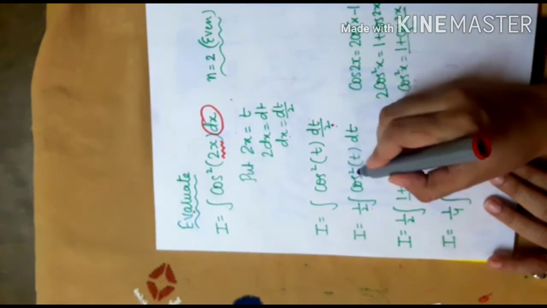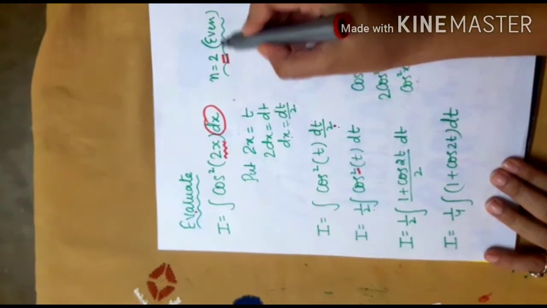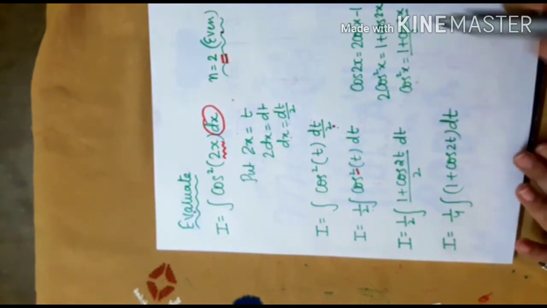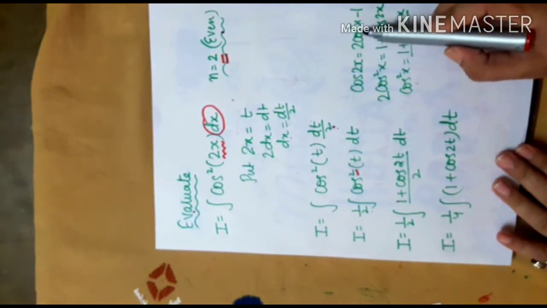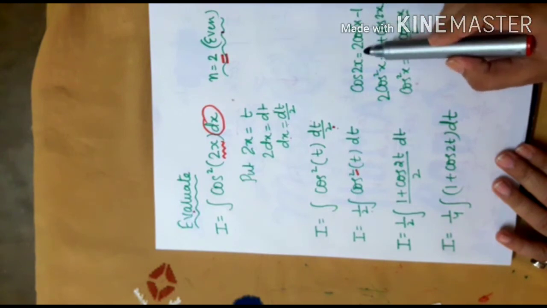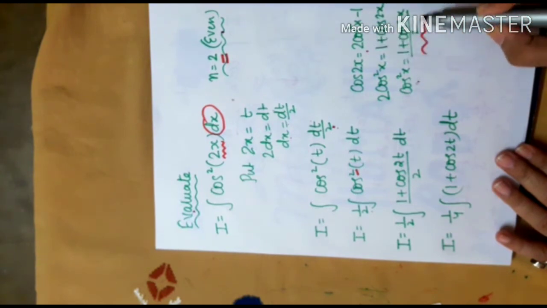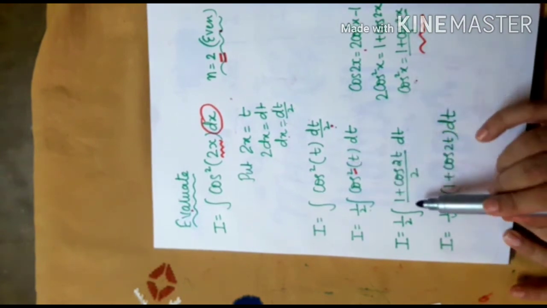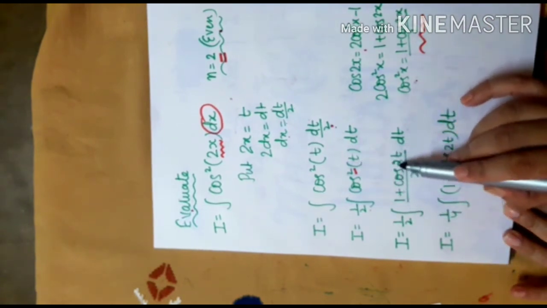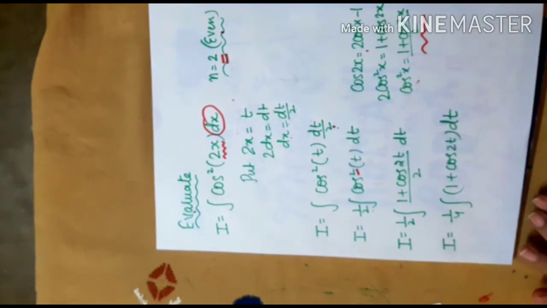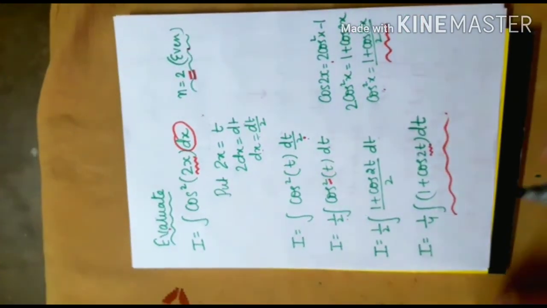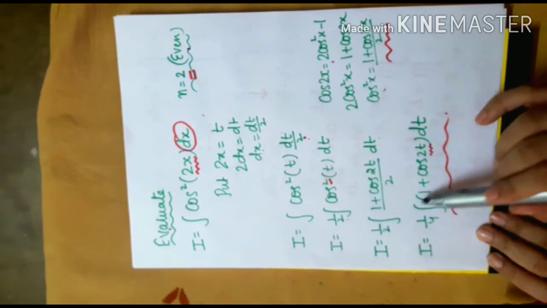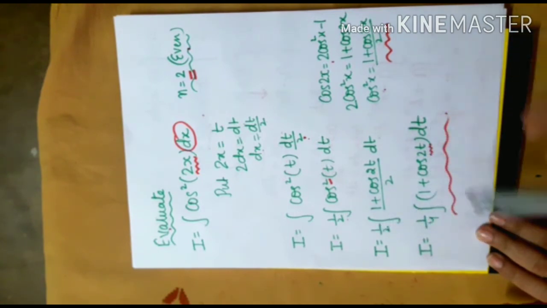Now here the role of n is being played by 2, which is even. So we will be making use of half angle formula. So cos 2x is 2 cos square x minus 1. So from here cos square x will be 1 plus cos 2x over 2. So cos square t can be written as 1 plus cos 2t over 2 dt. So I'll get 1 by 4 into integral 1 plus cos 2t dt.